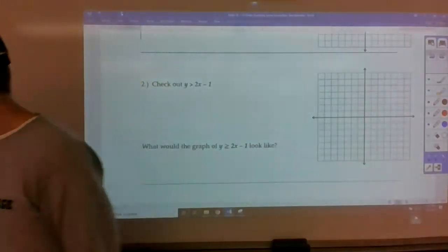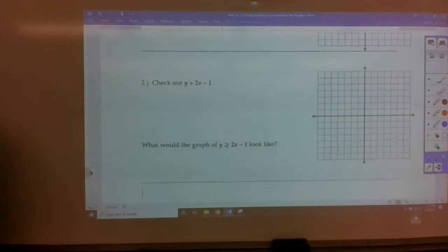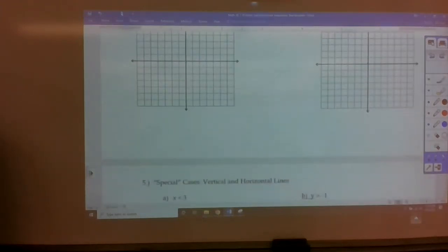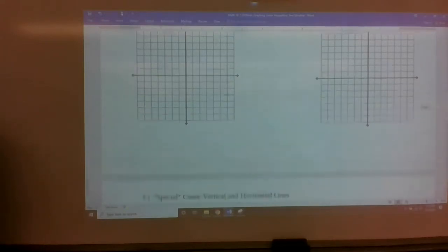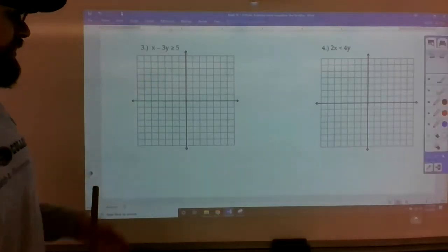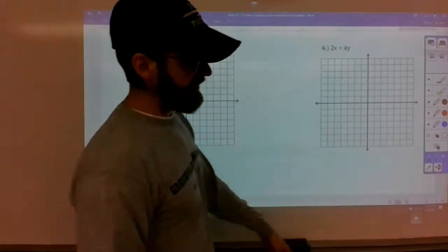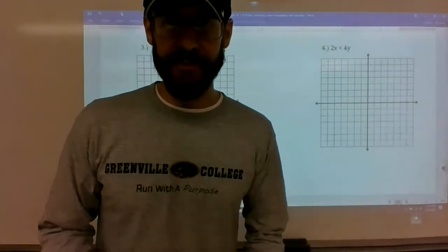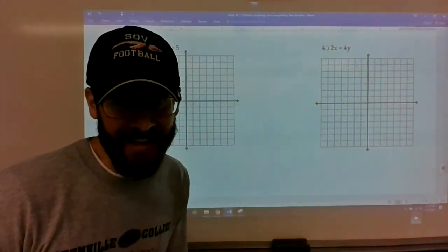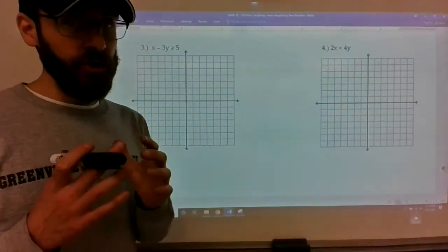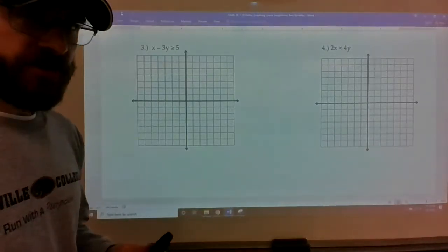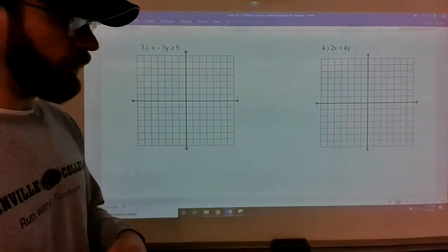Okay, some examples. Number 3. Help me out. There we go. So it looks like the only difference with 3 and 4 is that, hey, y is not by itself. However, you guys have been getting y by itself literally since the first week of school.